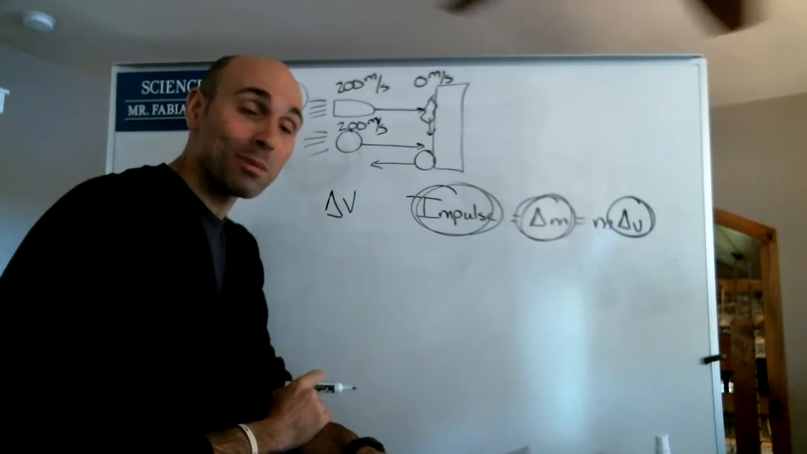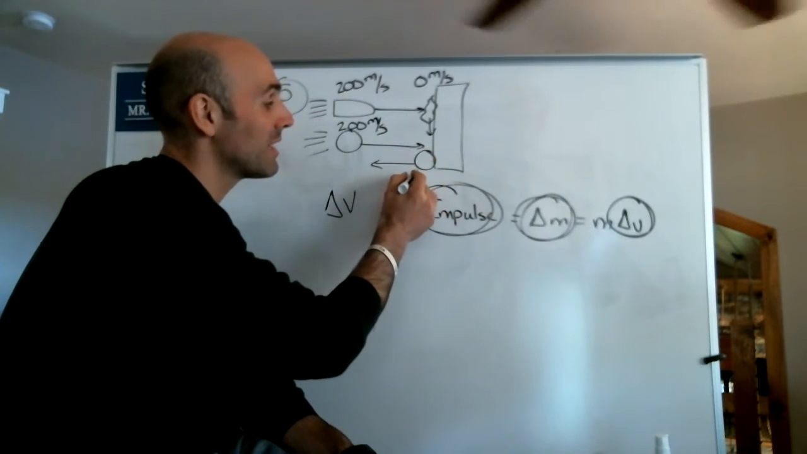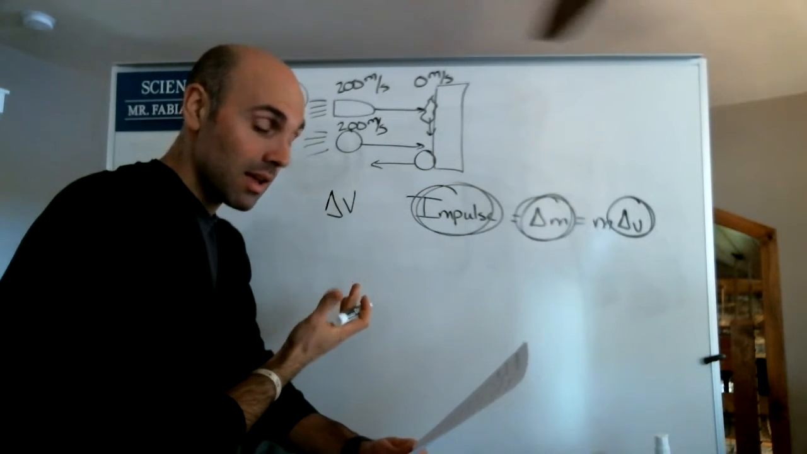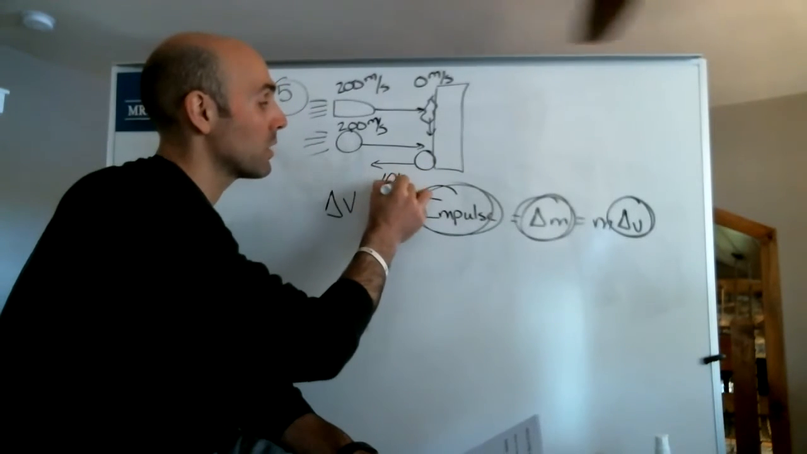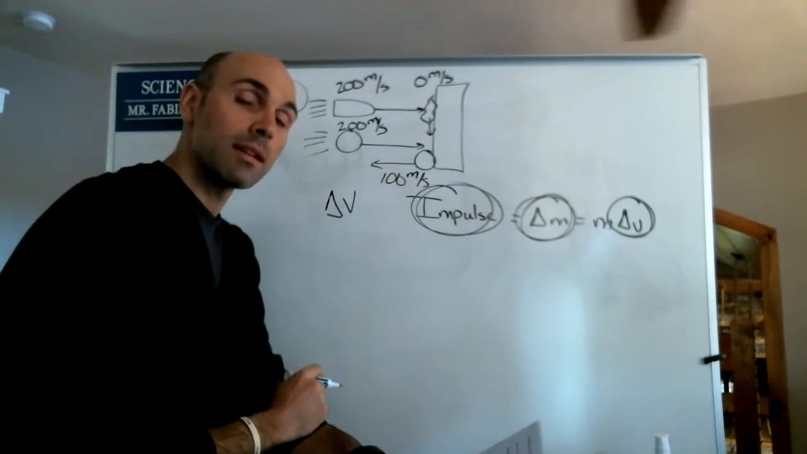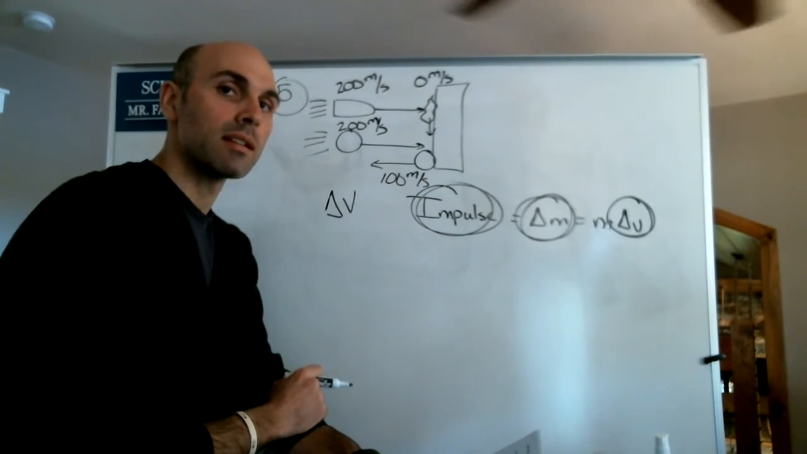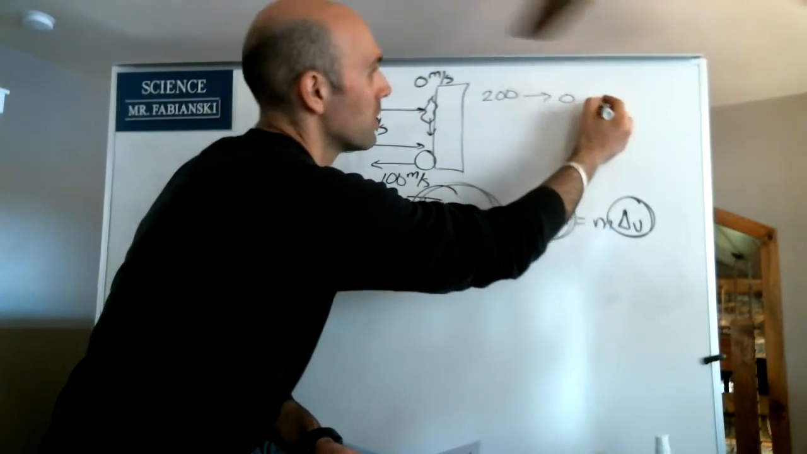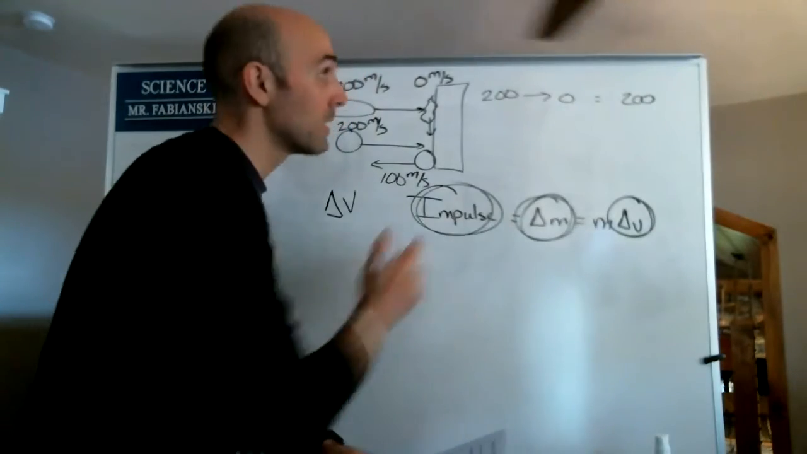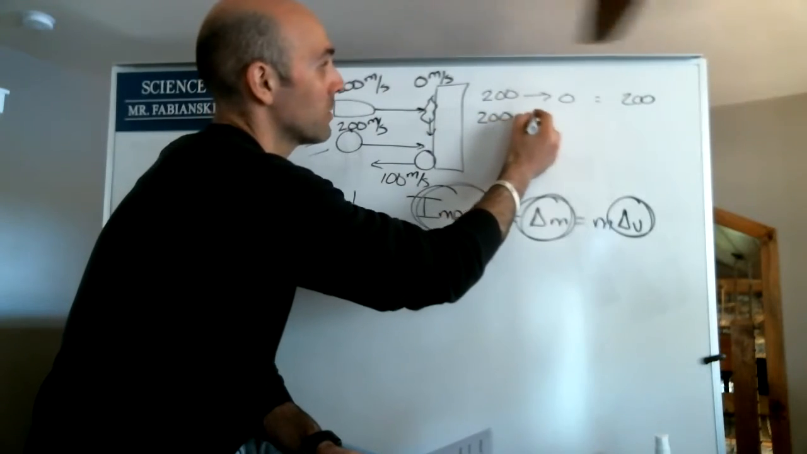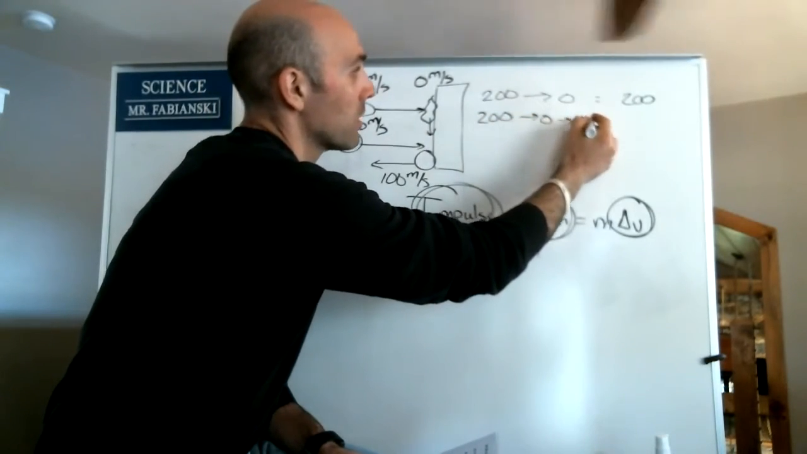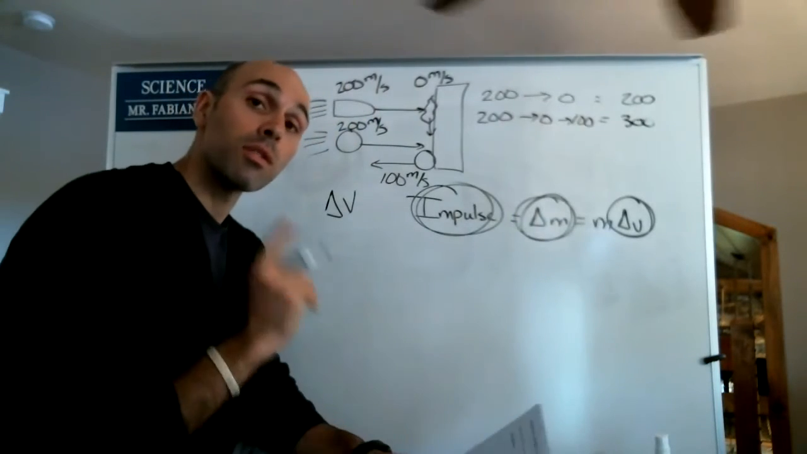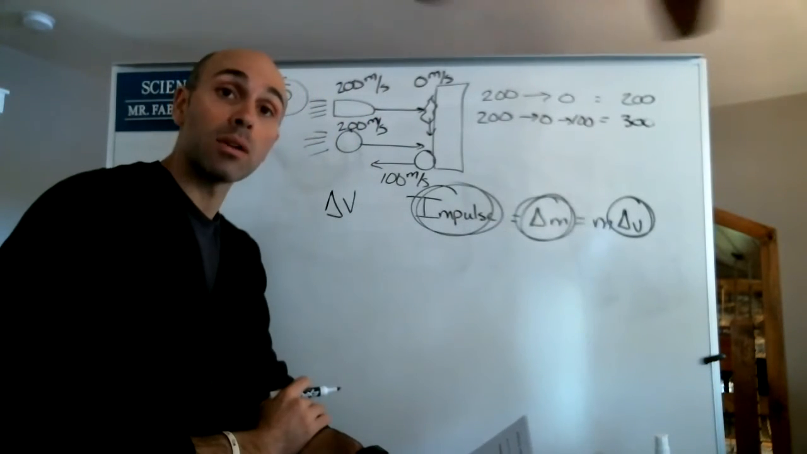So this was traveling at 200 meters per second. It's going to bounce, rebound, and come back at, does it say? Bounces back, let's just say it bounces back at 100 meters per second. Which one had the greater change in velocity? Think of it as a number line. This one went from 200 to 0, so that's a change of 200. This one went from 200 to 0 to 100. That's an overall change of 300. So the ping pong ball actually had a greater change in velocity.